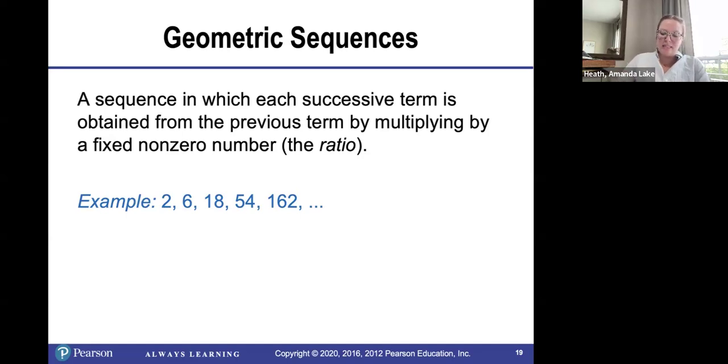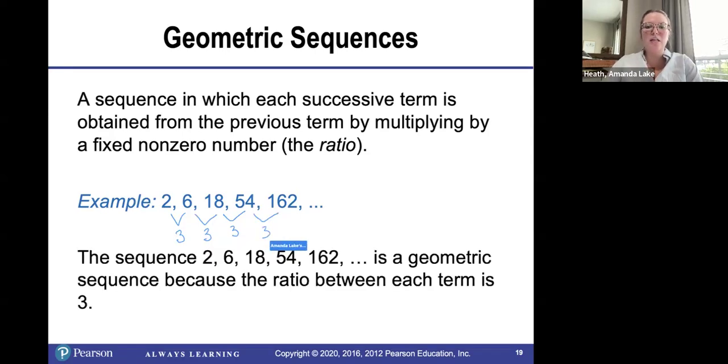So we could ask ourselves, is 2, 6, 18, 54, 162 a geometric sequence? So what would we need to multiply 2 by to get to 6? 3. 6 times 3 is 18. 18 times 3 is 54. 54 times 3 is 162. So it does seem like this is a geometric sequence with a ratio of 3, because if we multiply each term by 3, we get the following sequence entry.